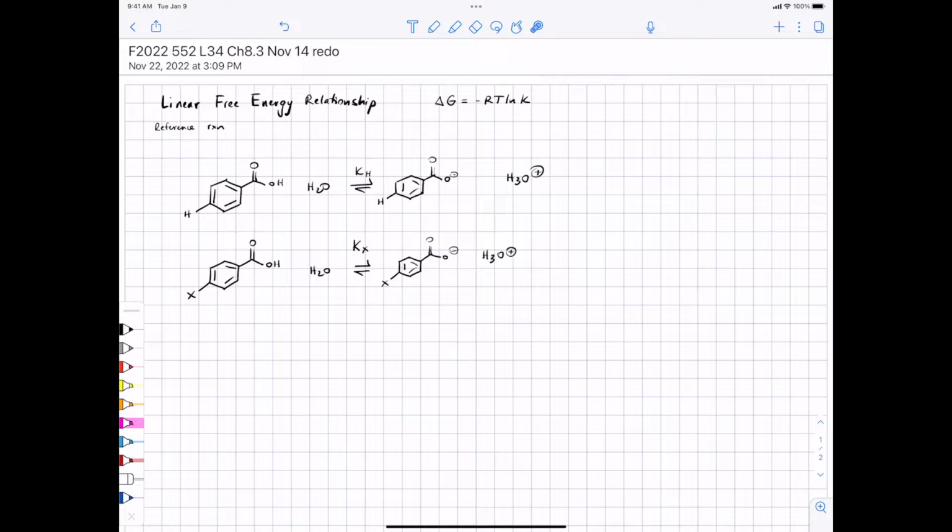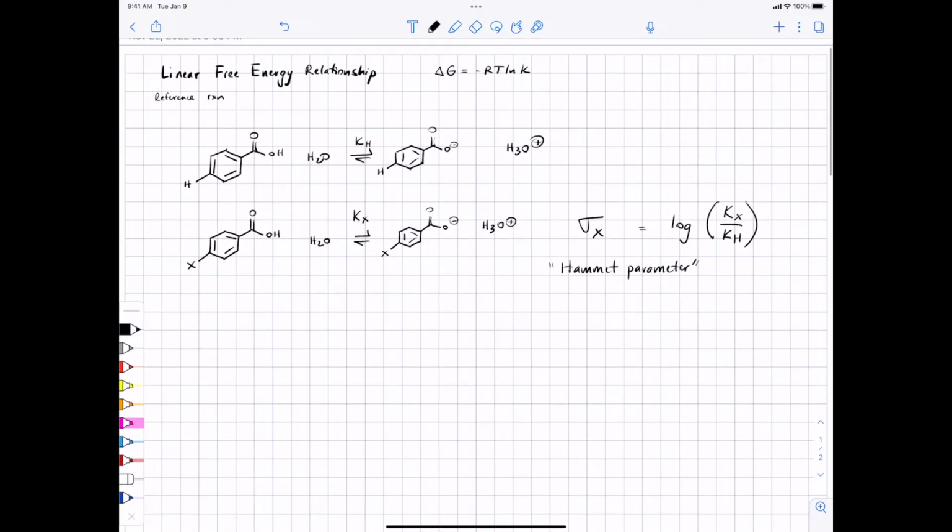So, as an example, we're going to run this reaction for all kinds of different substituents X, and then for each substituent X, we're going to generate a parameter called sigma X. This is the so-called Hammett parameter. And that's going to be equal to the log of the equilibrium constant with our substituent divided by the equilibrium constant with hydrogen.